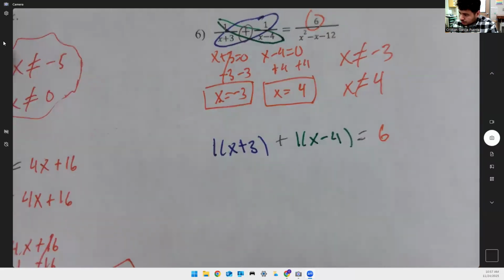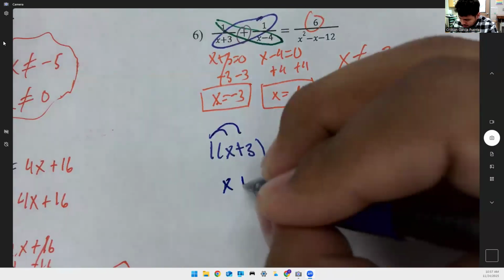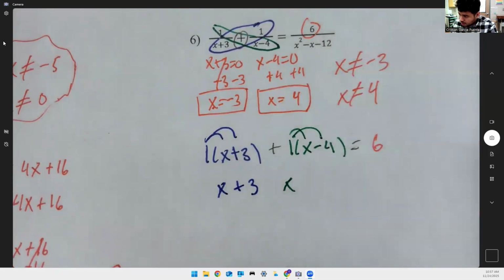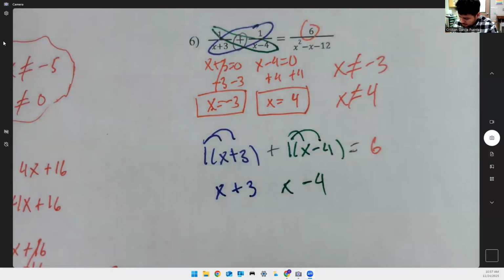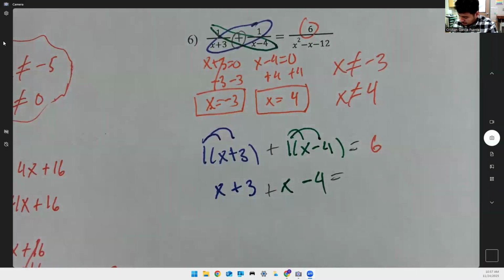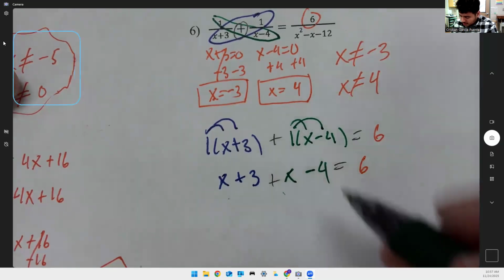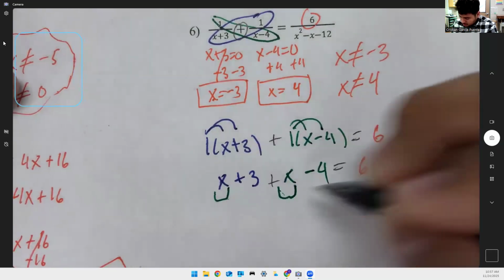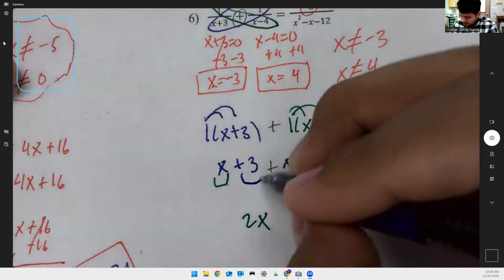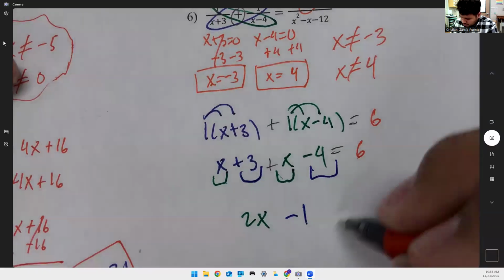Now distribute. So here, what's 1 times x? That's just x. 1 times positive 3, 1 times x is just x, and then 1 times negative 4 is negative 4. This plus sign, keep it as plus, and that's equal to 6. Now, what's x plus x? That's 2x. What's positive 3 minus 4? That's negative 1, and that's still equal to 6.